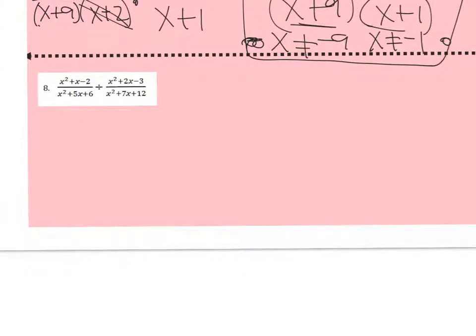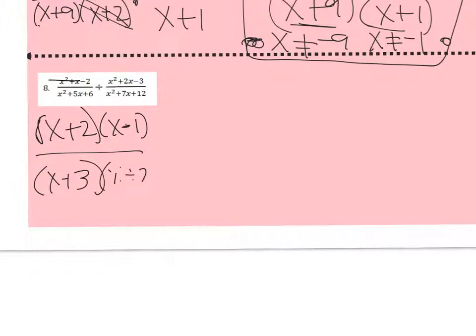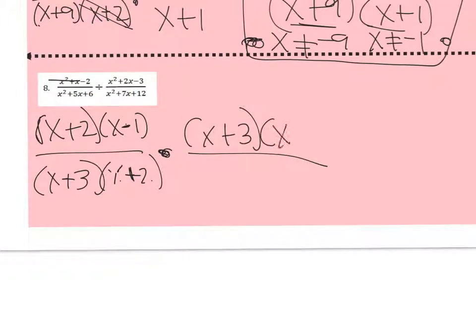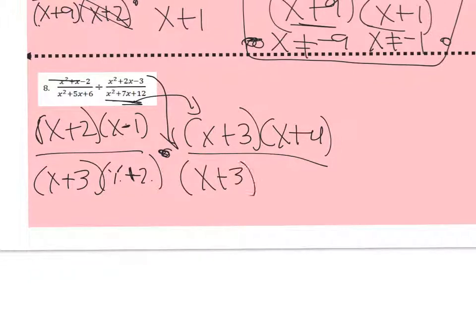For number 8, so factoring again all over the board, so (x+2)(x-1), that's this one, over (x+3)(x+2). So remember when I said factoring is going to be important and it shows up again, look, this is all factoring. So (x+3)(x+4), that's this one now going on top. This one's going to the bottom. So that's going to be (x+3)(x-1). So again, if you have to set up x's, do what you got to do.